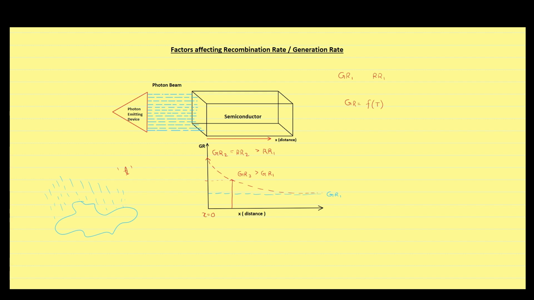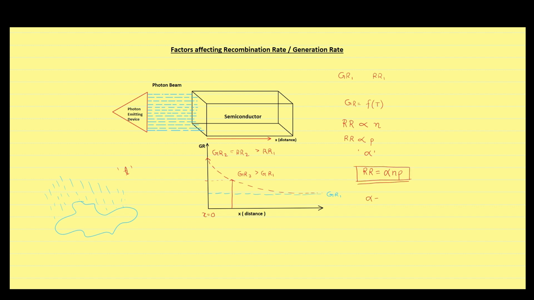Unlike generation rate, recombination rate depends upon the temperature as well as concentration of free electrons and holes. We can write recombination rate is directly proportional to concentration of free electrons. Similarly, recombination rate is directly proportional to concentration of holes, and by introducing a proportionality constant alpha, we can write recombination rate is equal to alpha into free electron concentration into hole concentration.